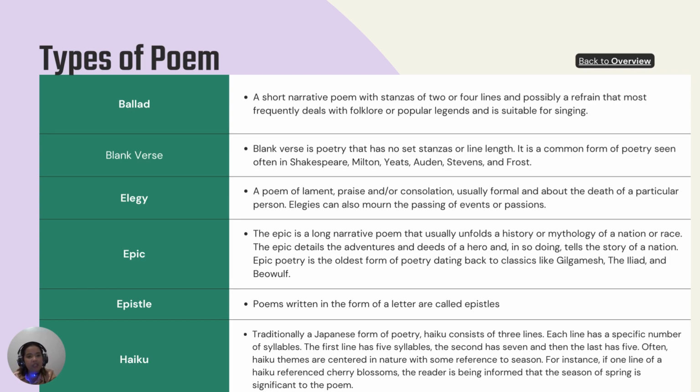Next one is epistle. Epistle is a letter, or a poem written in the form of a letter. Next one is haiku. Haiku is three lines, traditionally presented in a Japanese form of poetry. Haiku consists of three lines, and each line has a specific number of syllables. The first line has 5 syllables, the second has 7, and the last has 5. Often, haiku themes are centered on nature, with some reference to a season, for instance, one line of a haiku with a reference to cherry blossoms. Okay?